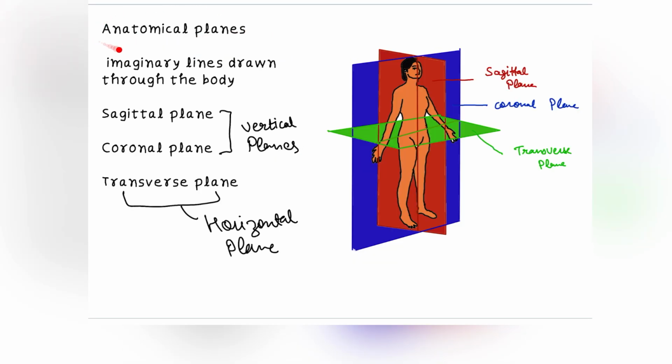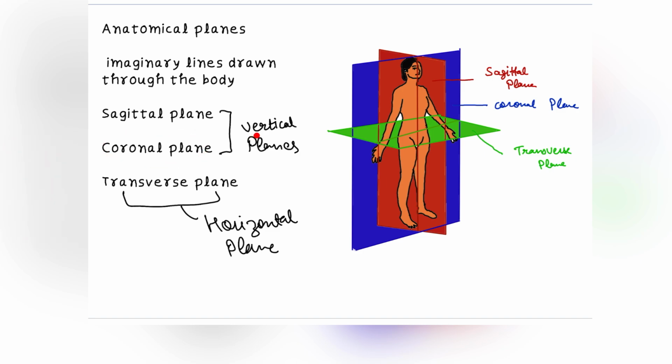Now let's talk about another very important topic, which is anatomical planes. What are anatomical planes? These are imaginary lines which are drawn through the body, and they are of three types: sagittal plane, coronal plane and transverse plane.